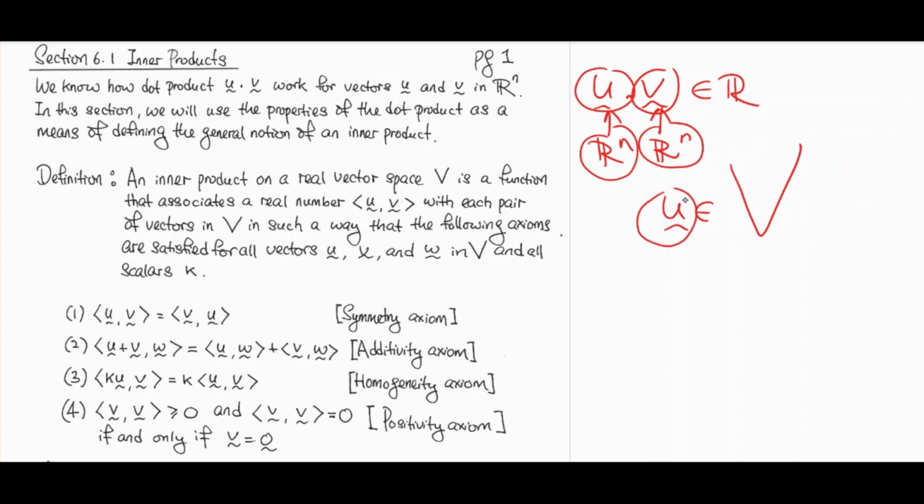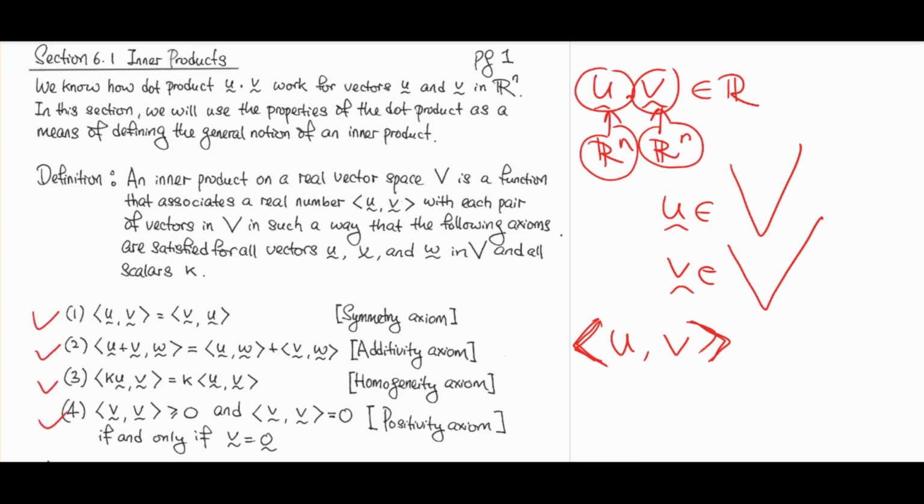So we take a vector in a generalized vector space. We take another one, v, that's also from a general vector space. It doesn't have to be Rn. And then we look at an operation, bracket u comma v. This operation is called an inner product if it satisfies these 4 properties.